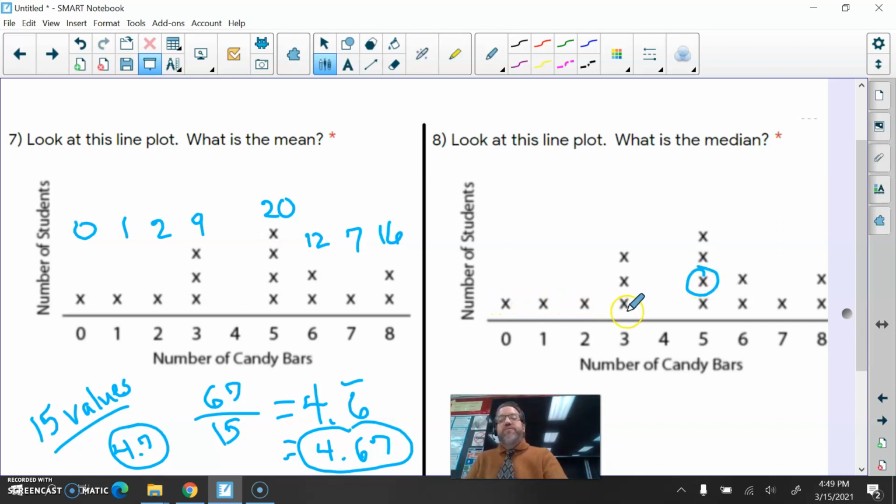1, 2, 3, 4, 5, 6. Always count from the bottom up. 7. And then if you go past that x, we have 1, 2, 3, 4, 5, 6, 7 above or to the right of it. So that is definitely the median. Our median is in the stack of 5 candy bars. So our median is 5. The mean is 4.67. The median is 5.